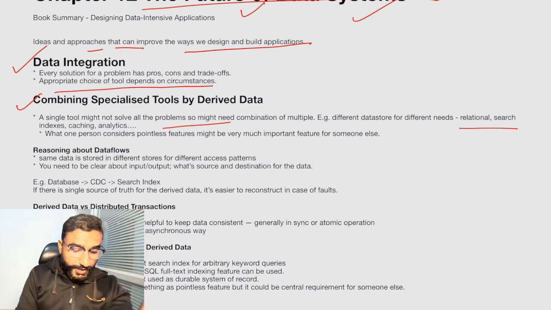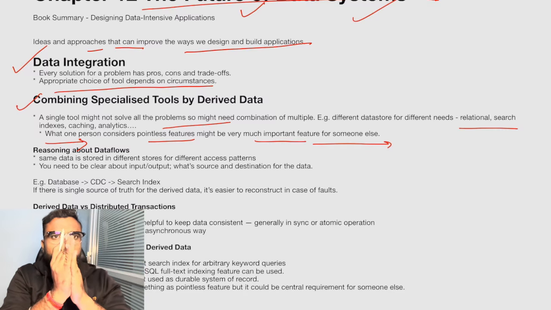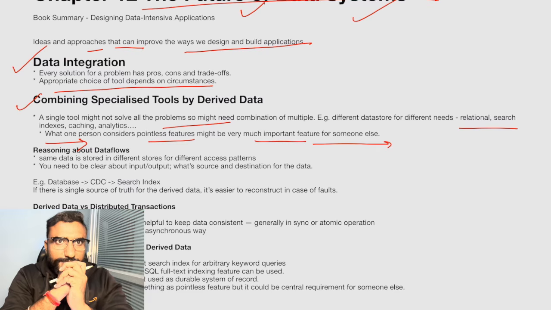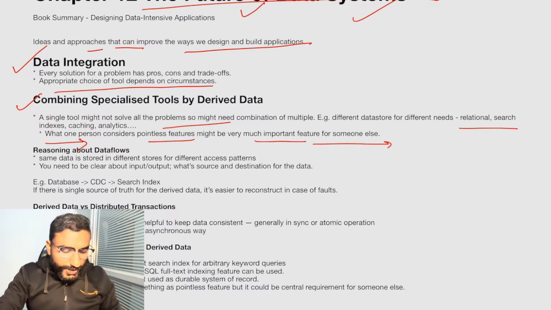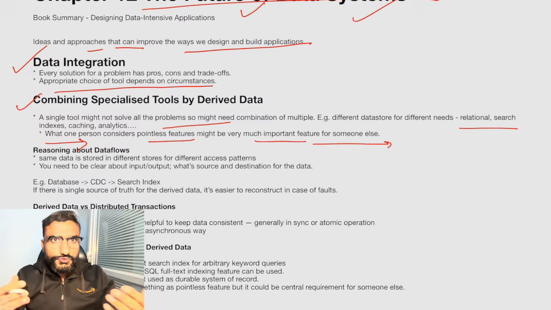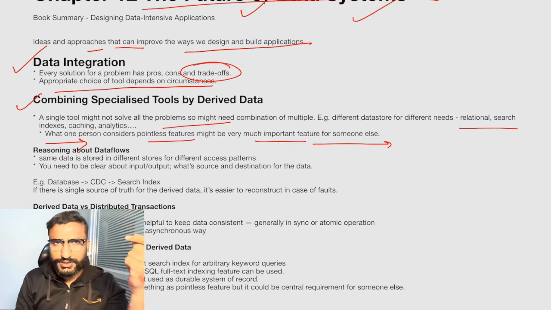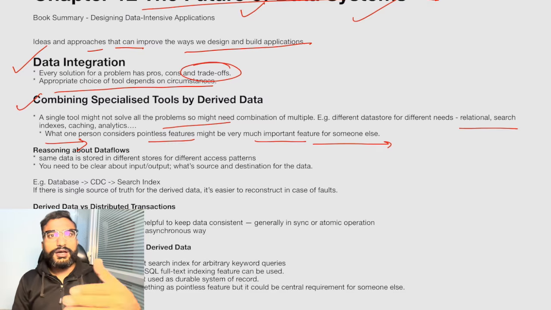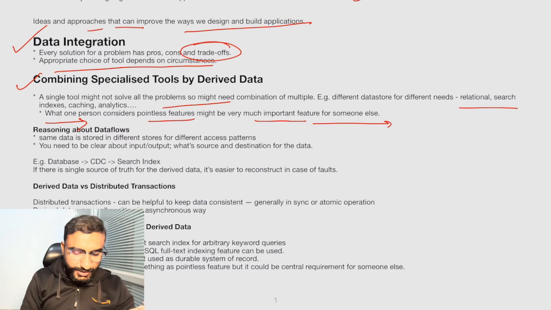It is very true that what one person considers a pointless feature might be a very important feature for someone else. A product or a company might be built on analytics on top of an analytics database, but for another company that is an irrelevant requirement. So you will have to do that trade-off analysis, figure out the pros and cons according to your business problem statement, and then choose accordingly.